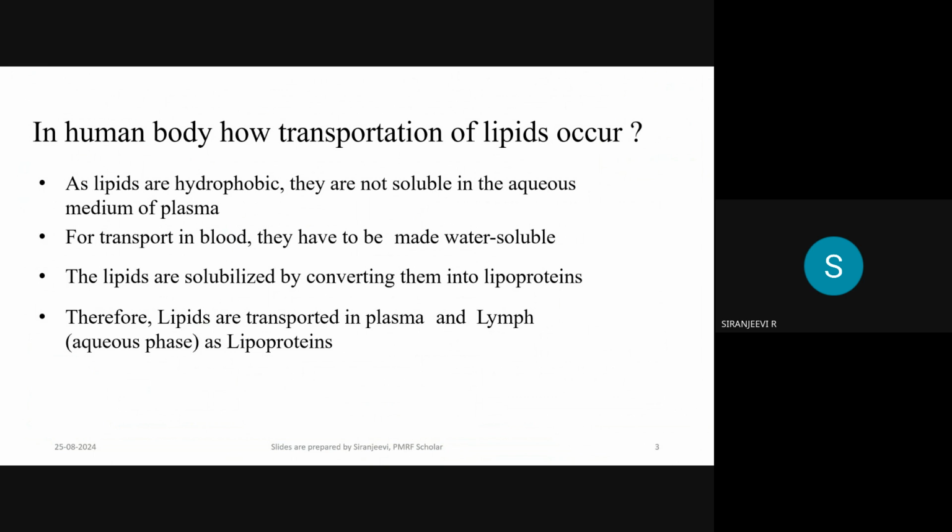We know that lipids are majorly hydrophobic molecules, due to the presence of carbon and hydrogen, and these are not soluble in the aqueous medium of plasma. Whereas all the enzymes related to lipid metabolism work very well in aqueous media. So there should be some carrier or transport material that makes this hydrophobic lipid molecule hydrophilic.